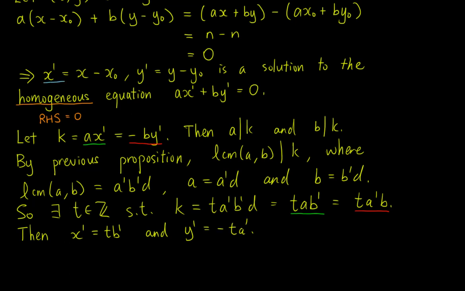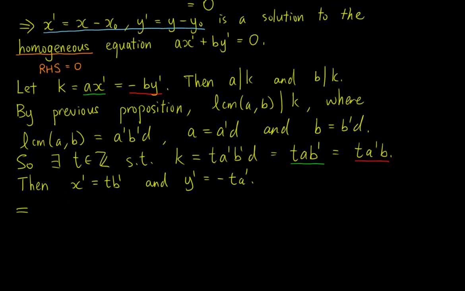From the previous expressions for x prime and y prime, we know that x equals x0 plus t times b prime, and y equals y0 minus t times a prime. This means that we have written any solution x, y in the desired form, so the proof is complete.